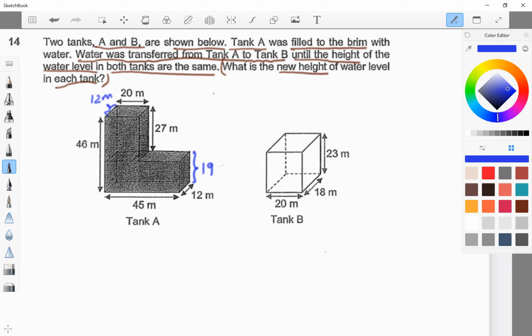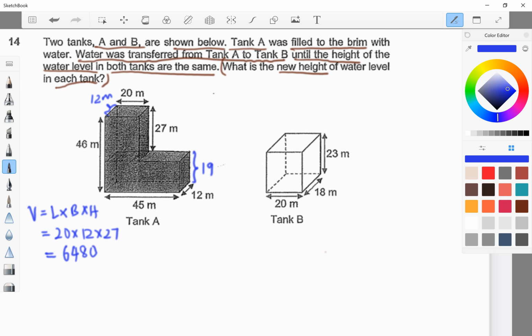As we know, the formula for volume is length times breadth times height. So for the chimney, we have 20 times 12 times 27. If we key this into the calculator, 20 times 12 times 27, it gets us to 6,480.